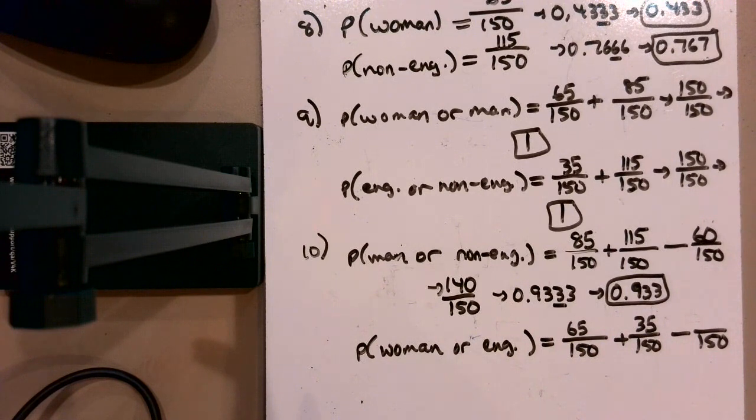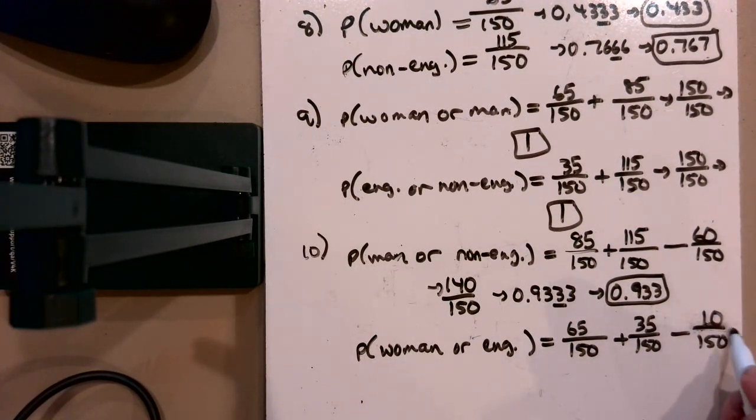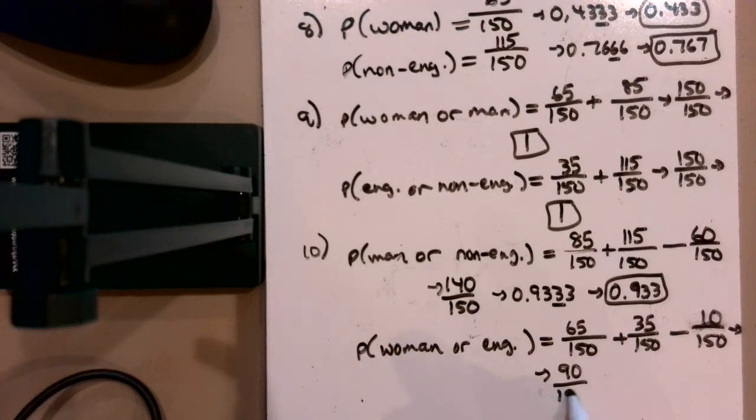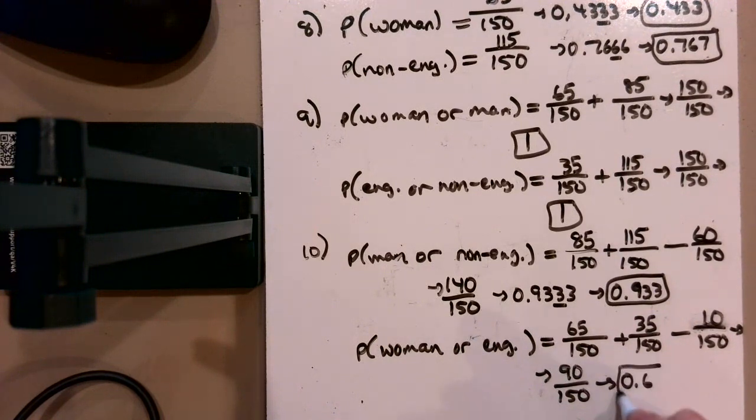But again, we overcounted the 10 women who were engineering majors with the women and again with the engineering major. So we have to subtract the probability of a woman and an engineering major. That's a 10 there. And so this is going to give you 65 plus 35 is 100 minus 10. This is going to give you a 90 over 150. So when I divide that out, 0.6 exactly.